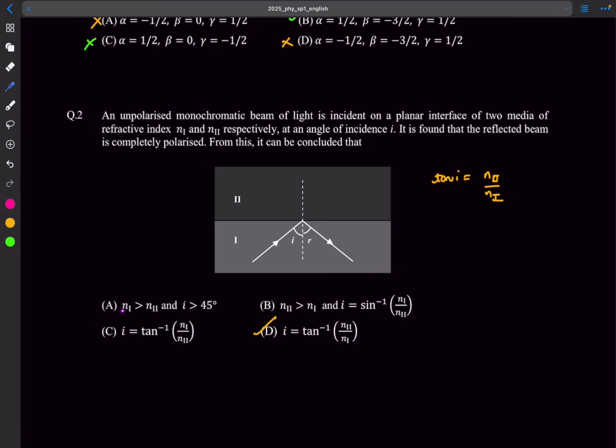Now for A option, they're saying N1 is greater than N2 and i is greater than 45. So this would be wrong, because if N1 is greater than N2, then tan of i is less than 1 or i is less than 45. And in the second case, they're saying this is wrong anyway, because i is tan inverse of N2 by N1. So the answer to this would be just D.